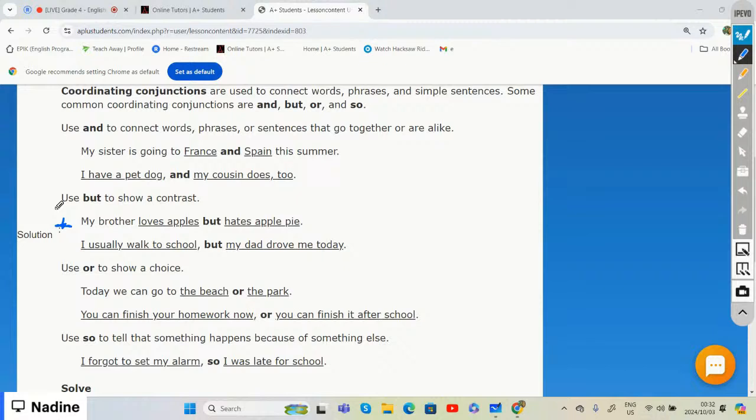All right. Remember, we said we have and, which is almost like you're adding something. Then we have but, it's almost like showing a contrast. Then we have or, right? And or is almost like showing a choice, this or that. Then we have so, and we use so to tell that something happens because of something else. That is so. Something happens because of something else.